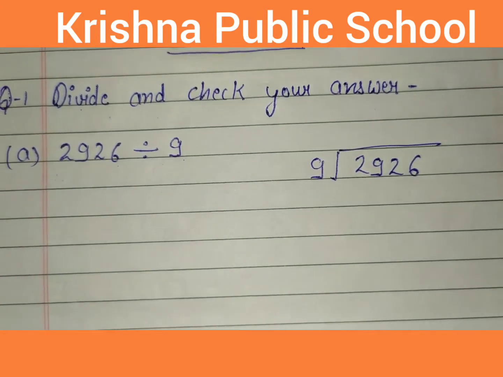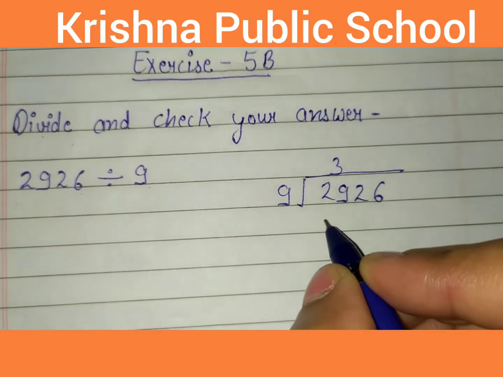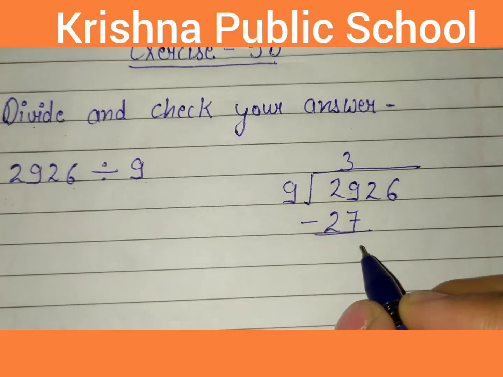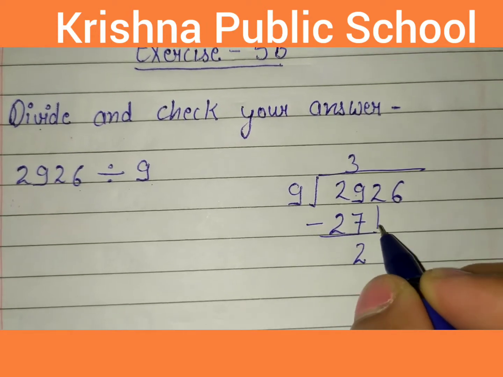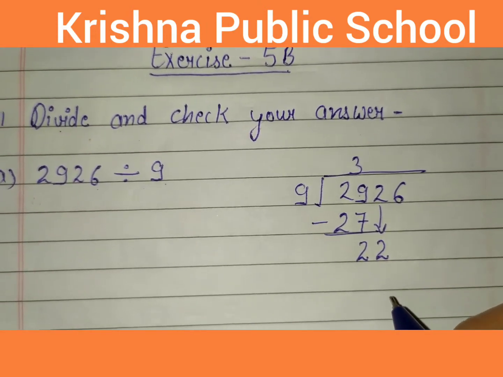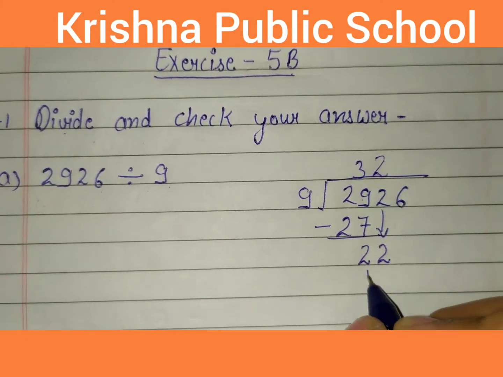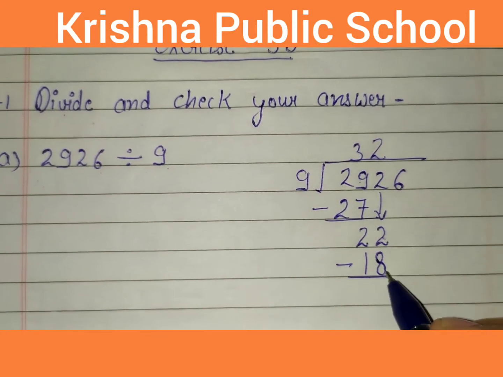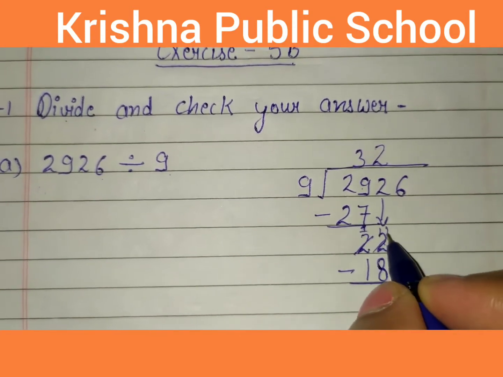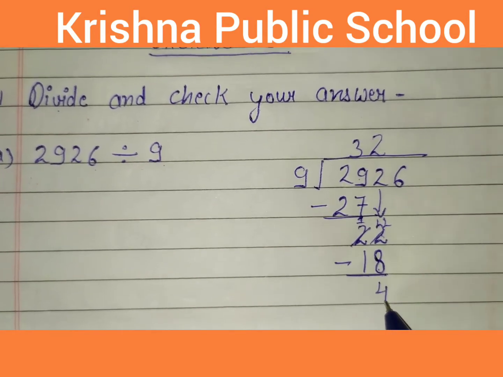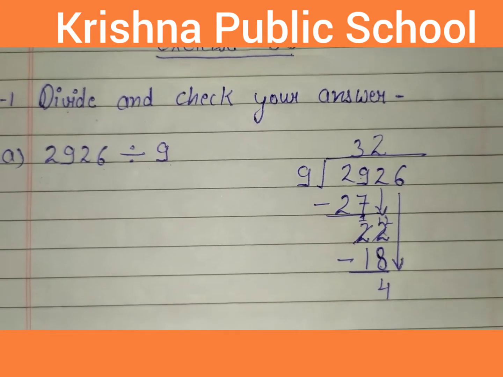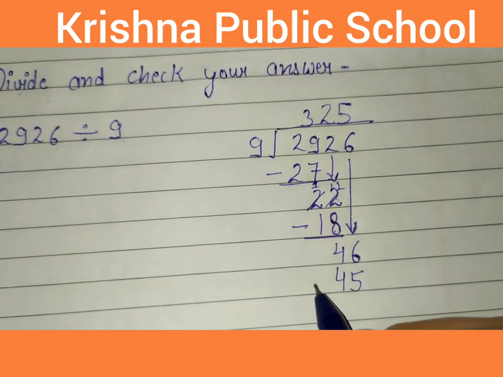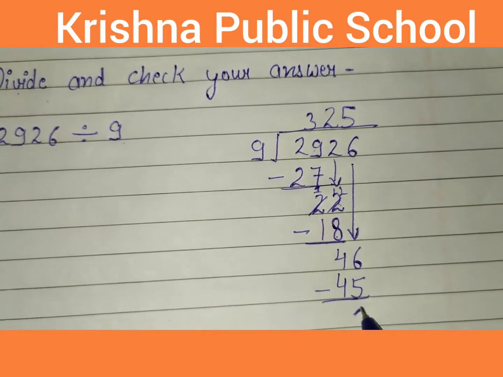Okay children. 9 3s are 27. 29 minus 27 equal to 2. Write 2. 9 2s are 18. 22 minus 18. 2 minus 8. 2 is smaller than 8. 2 से बोलो लेंगे 1. 12. 12 minus 8 equal to 4. Write 6. 9 5s are 45. 46 minus 45 equal to 1.